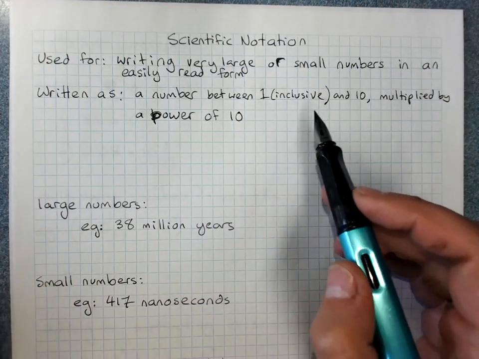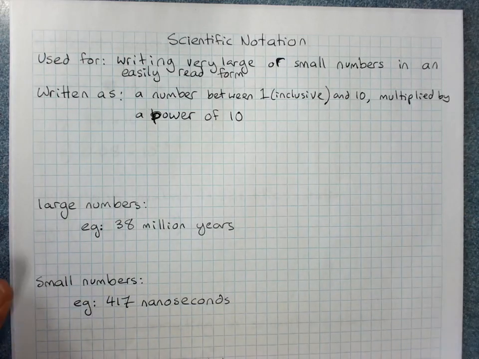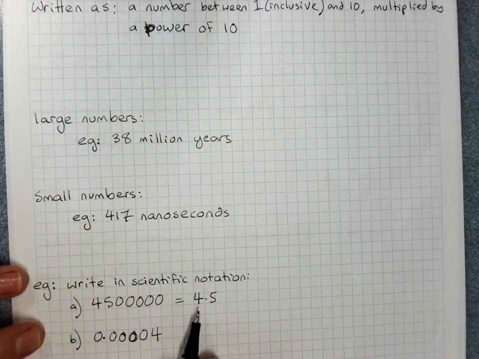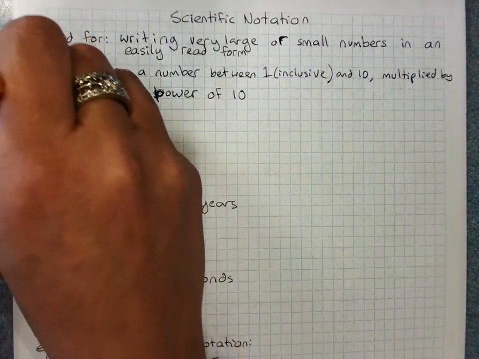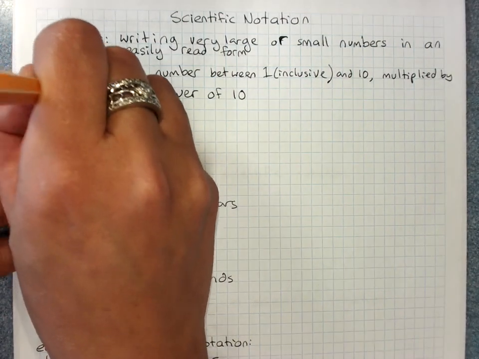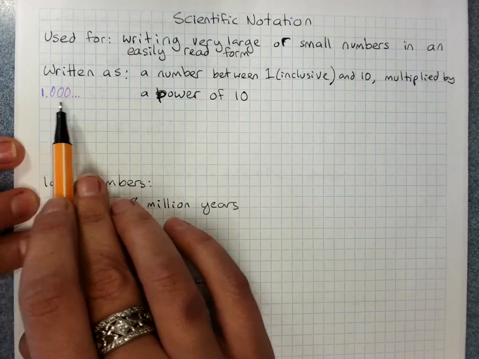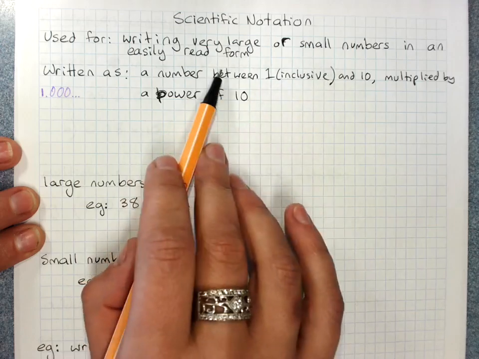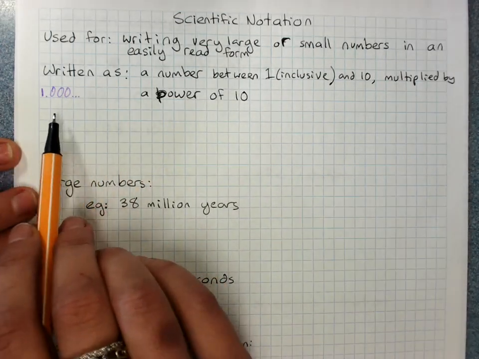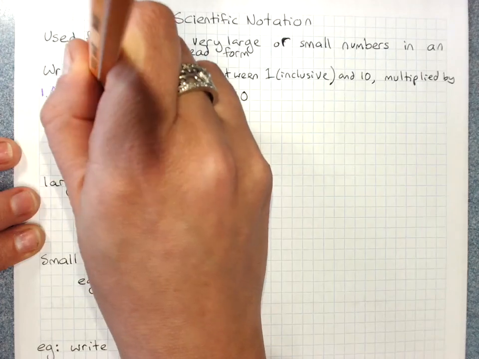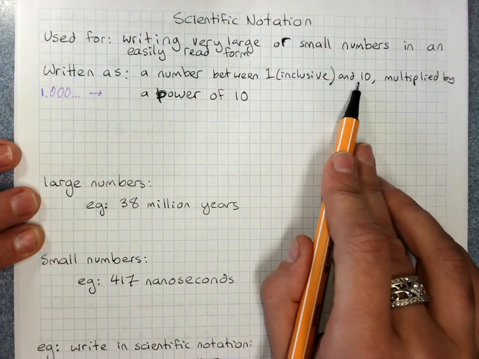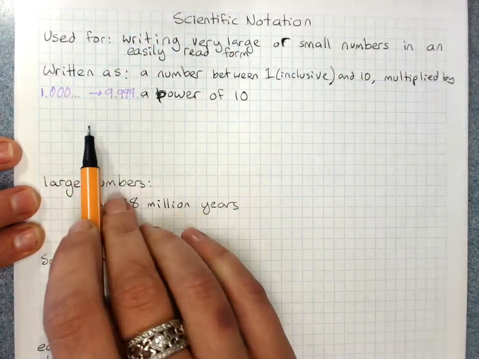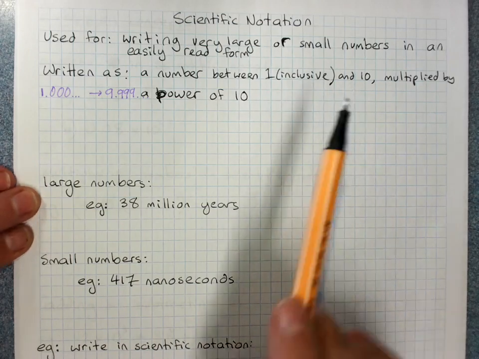Now when I say 1 inclusive and 10, what that means is, since I'm allowed one number in front of the decimal point, the smallest number I could have is exactly 1.000. This includes 1, that's what inclusive means. But for having one number in front of the decimal point, I can't have 10, but I could have 9.999, saying that I can go up to but not including 10.